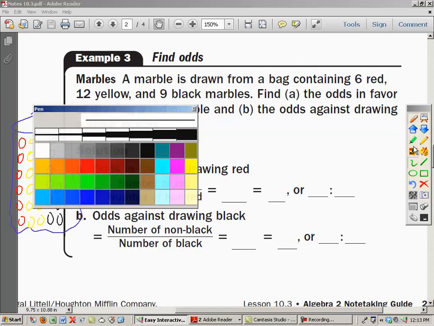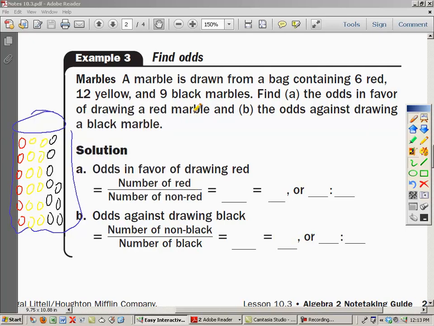So it says, find the odds in favor of drawing a red marble and the odds against drawing a black marble. So for the odds of choosing a red marble, there are 6 red marbles. Now, it does me no good to talk about the total number of marbles in the bag because we're not calculating a probability of choosing a red marble. We're talking about the odds of choosing a red marble.